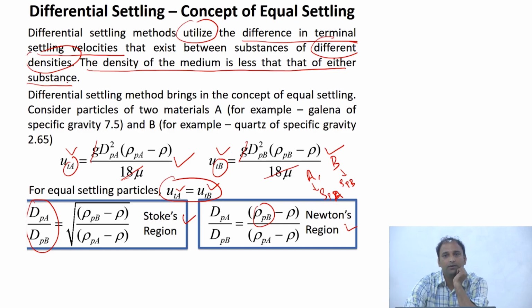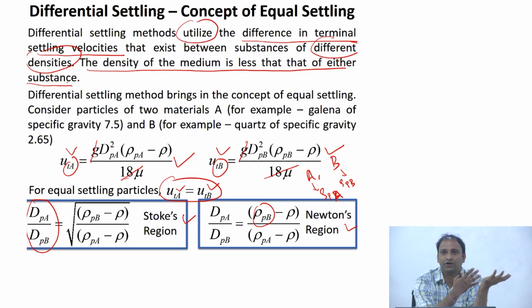Any answer for his question? So why are we not using the sink and float method for this? Why are we thinking about the equal settling concept? Why should we look for a density which is smaller than the density of the two particles that I have in the system? Any thoughts? Yeah, that's one possible explanation.